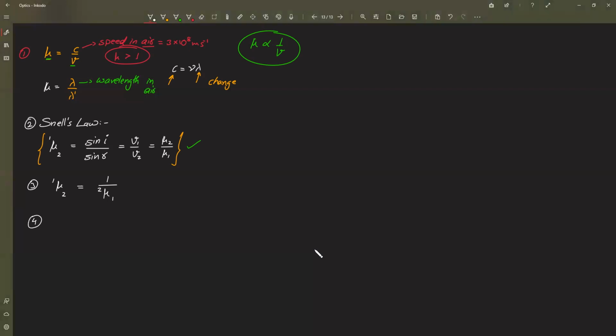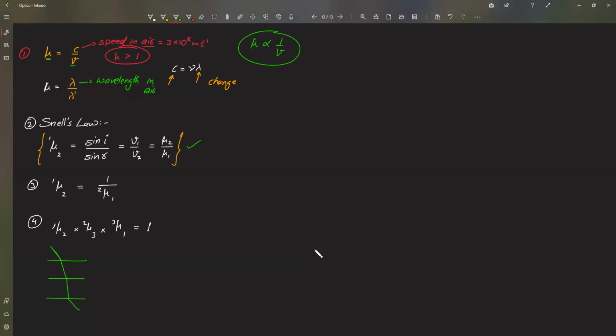Then we have seen successive refractive indices. That is, if light is traveling from medium 1 to medium 2, then medium 2 to medium 3, and then again from medium 3 to medium 1, then this product is equal to 1. This example we have seen in the compound slab, successive refractions, right? There will be refractions at multiple stages, but the emergent ray and the incident ray will be parallel.